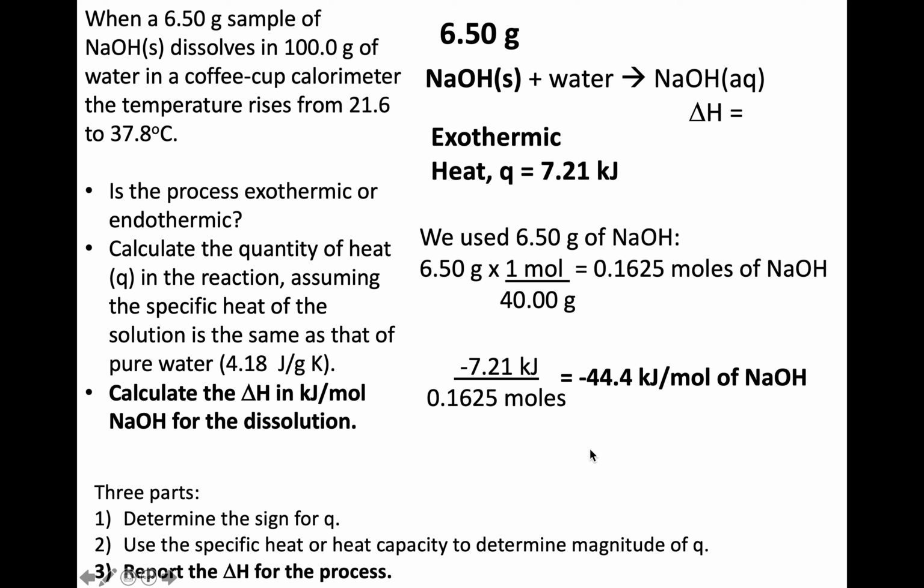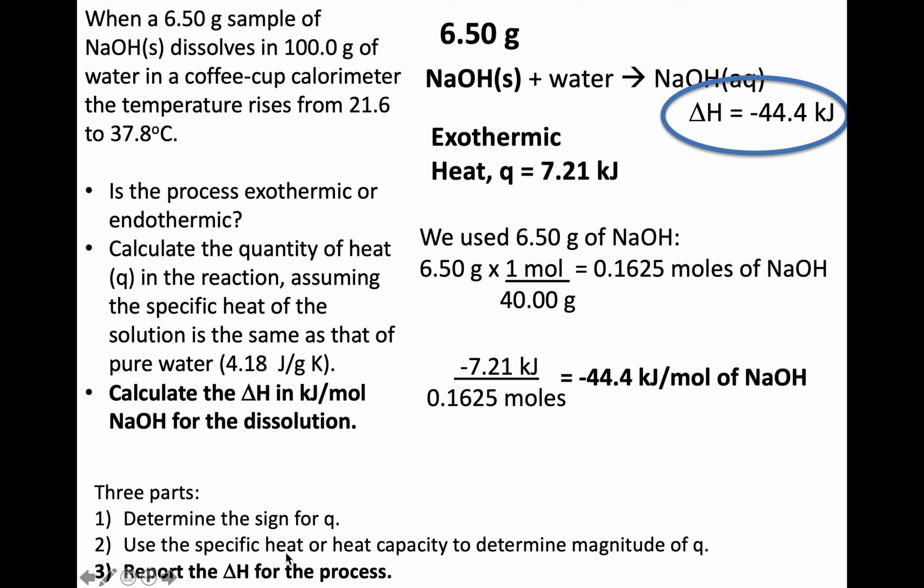And at this point, I'm going to pause and say, I know that I have to have a negative sign because my thermometer told me it was exothermic. This process here, if we want to systematize it, let's make it so we first will look at the thermometer to determine the sign of Q.